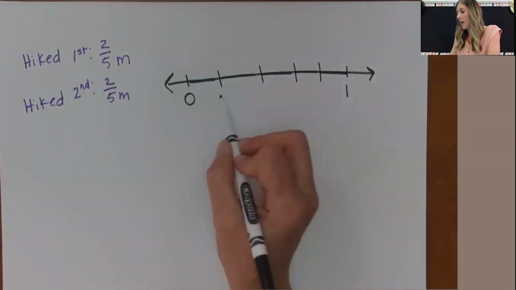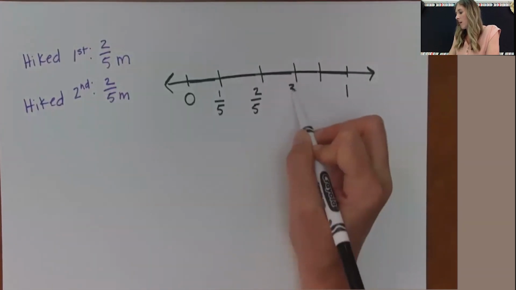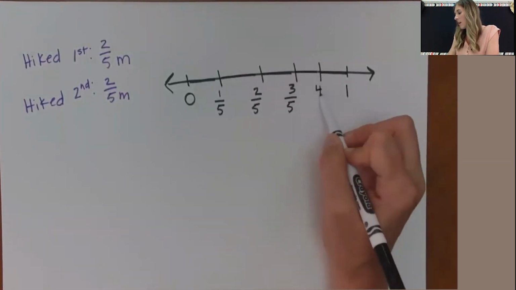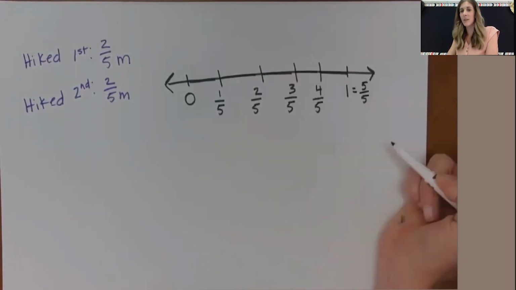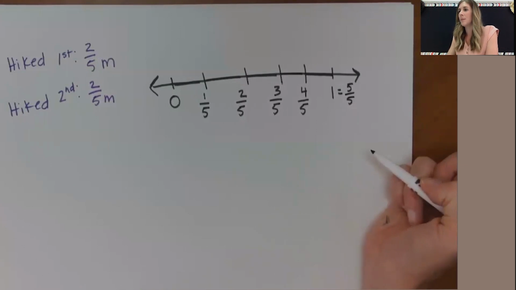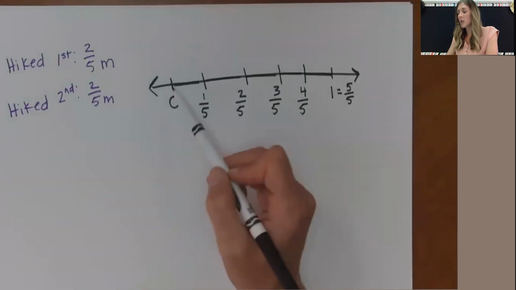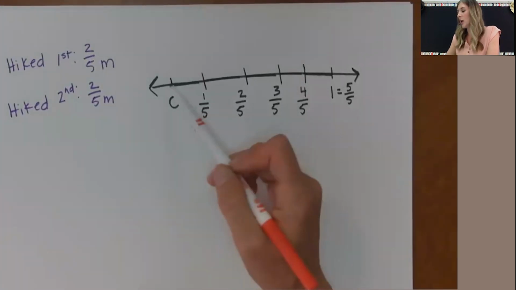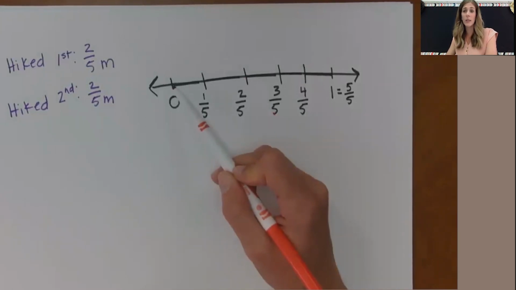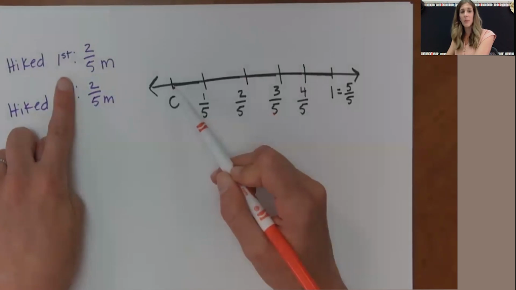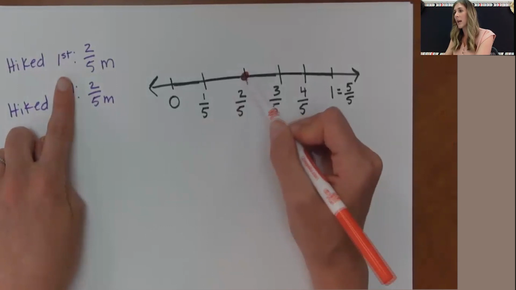So now I can go back and label my tick marks, label yours as well. As we go up on our number line, our numbers get bigger until we get to 1 whole mile or 5/5 of a mile. So we're going to start over here at 0, and then we're going to jump up to this 2/5 mark, because when she started, she hadn't walked any, and it told us when she began, she went 2/5 of a mile without stopping. And we're going to mark that 2/5.